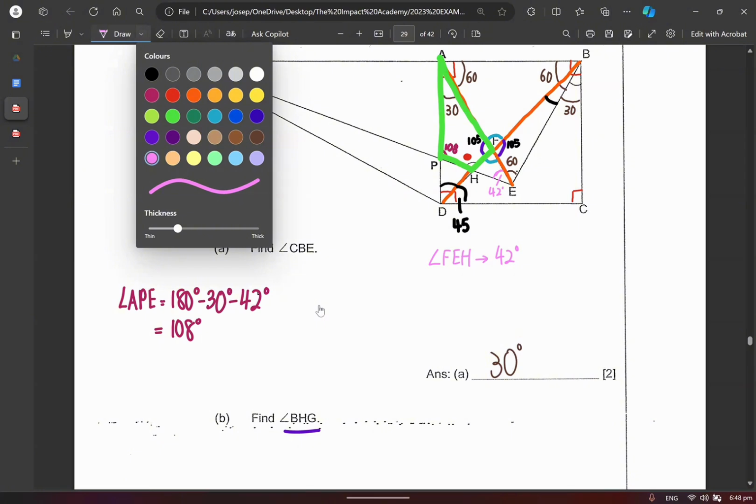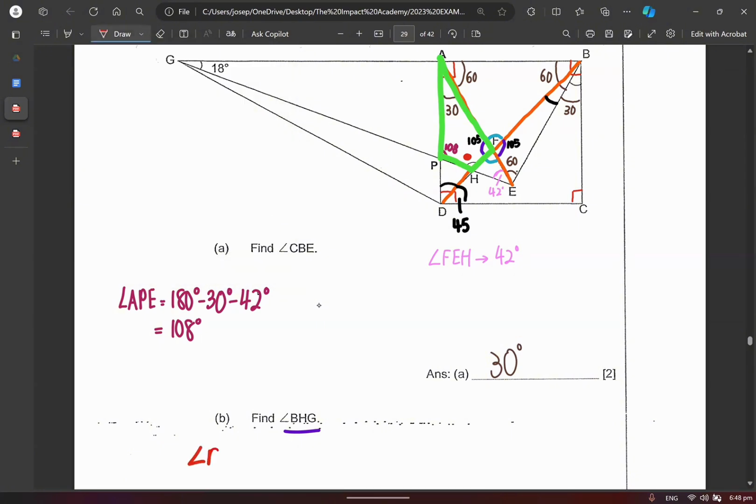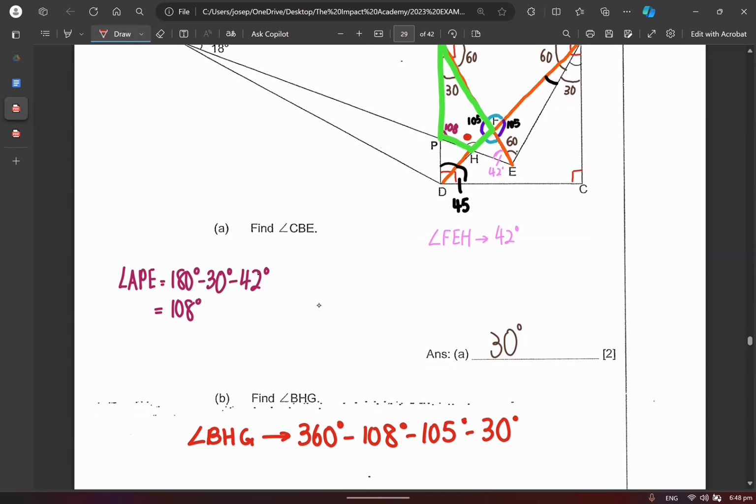We don't care. We just need to know that every quadrilateral will always add up to 360 degrees. Make sense? Yeah. So 360 degrees minus 108 degrees minus 105 degrees minus 30 degrees. Make sense or don't make sense? Makes sense. And this explains why your answer for BHG has to be 117 degrees, and therefore this is my answer for this question.